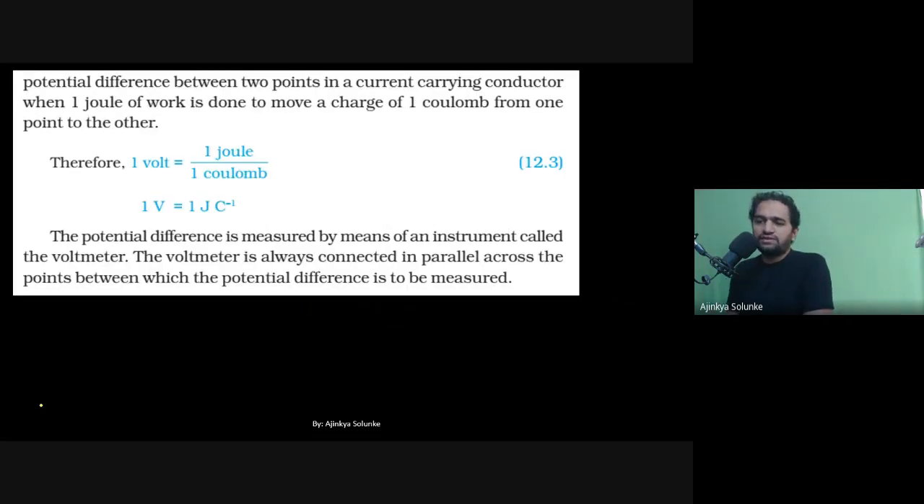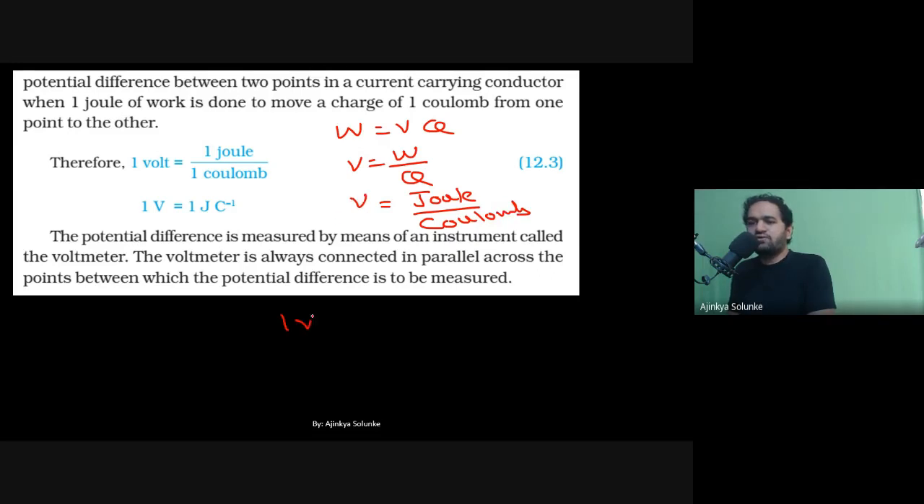Let us see the formulas. The formula we have is W = VQ, right? So V = W/Q. What is the unit for volt? That is volt. What is the unit for work? The unit of work is joule. And the unit of Q is coulomb, right? So can we say 1 volt is nothing but joule per coulomb?